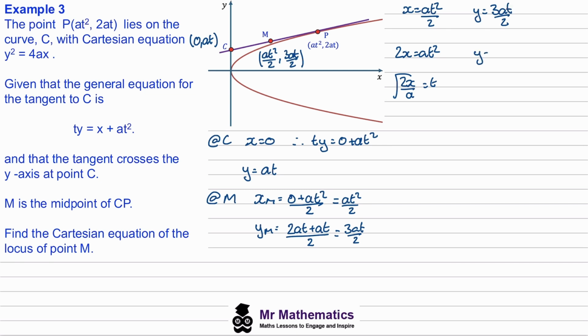So we'll get y is equal to 3a over 2 multiplied by t. And then we'll square every term to cancel out the square root. When we square the 3a over 2, we'll get 9a squared over 4. When we square the square root, this will cancel, and we've got 2x over a. We can cancel out the squared with the a, and we can simplify the 2 and the 4. So we get y squared is equal to 9ax over 2. And this will be the Cartesian equation of the locus of M as P moves around the parabola.